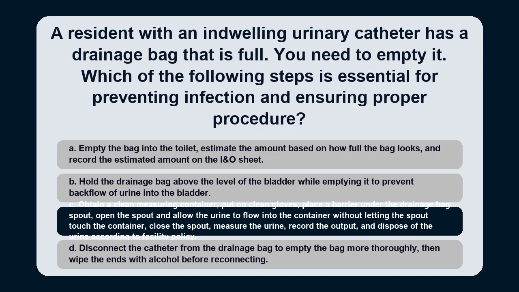Option C. Obtain a clean measuring container, put on clean gloves, place a barrier under the drainage bag spout, open the spout, and allow the urine to flow into the container without letting the spout touch the container. Close the spout, measure the urine. Record the output and dispose of the urine according to facility policy.